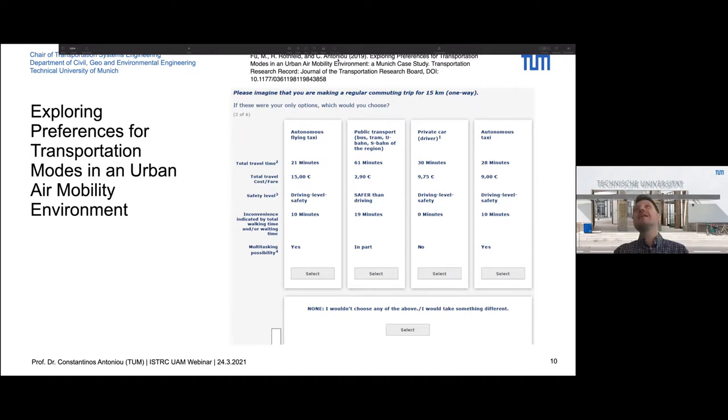So for this, we did another analysis, again in collaboration with Bauhaus Luftfahrt, another master's thesis of Meng-Ying Fu with the co-supervision of Raoul Rothfeld that I mentioned before. And here we created a stated choice experiment, stated preference experiment, where we had a number of options, including, of course, private car, public transport, but also autonomous taxi and autonomous flying taxi. And again, we created different scenarios that are realistic and consistent with what is expected. We presented the respondents with a number of them, and they could choose which one they would choose, or none of these.